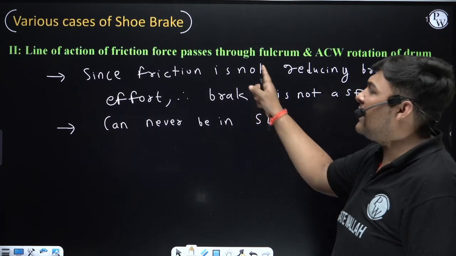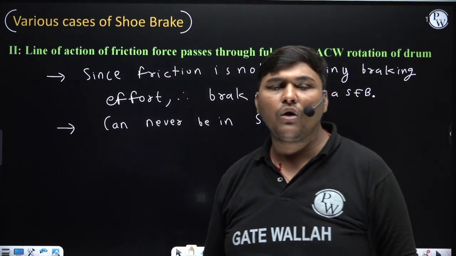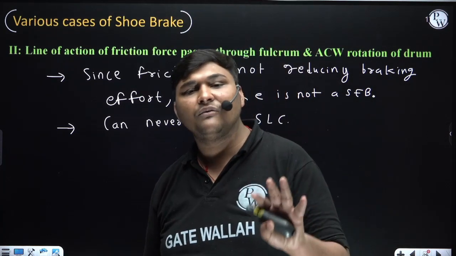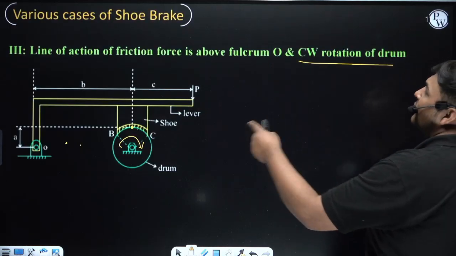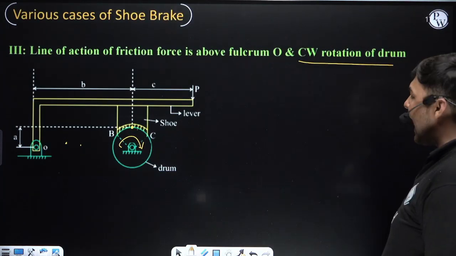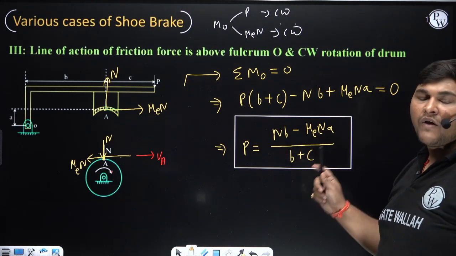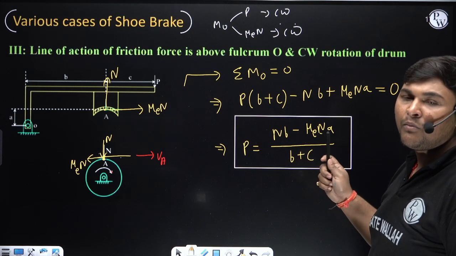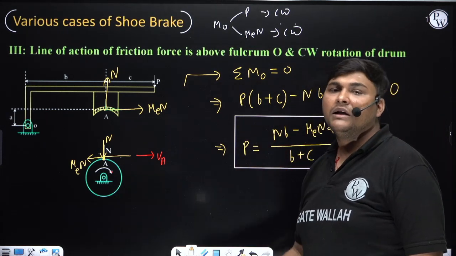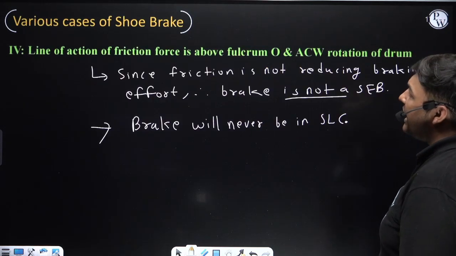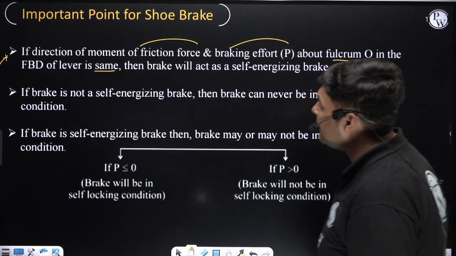But for this case, when the line of action of friction is passing through fulcrum O, you can directly remember that whether the drum is rotating clockwise or anti-clockwise, the brake will never be self-energizing. For the case when the line of action of friction is not passing through fulcrum O, either make the conclusion by deriving this equation, or just see the moment of effort P and friction force. If the directions of moment of effort P and friction force about fulcrum O in the body of the lever are same, then the brake will be self-energizing. Otherwise, the brake will not be self-energizing. So this is the first very important point.